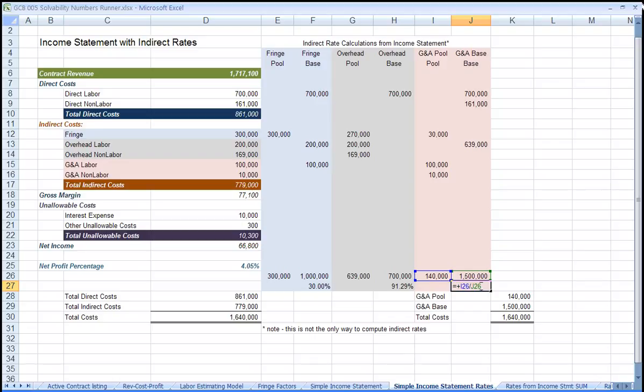One critically important item to note: when we compute indirect rates and allocate cost, the totals should match the income statement totals. For example, in the income statement shown on the left side, you can see the sum of direct cost and indirect cost. In the pool allocations at the right side, this total agrees to the G&A pool amount and the base for G&A. Again, make sure you understand that this is only one method of computing indirect rates and that there are other ways to run allocations.